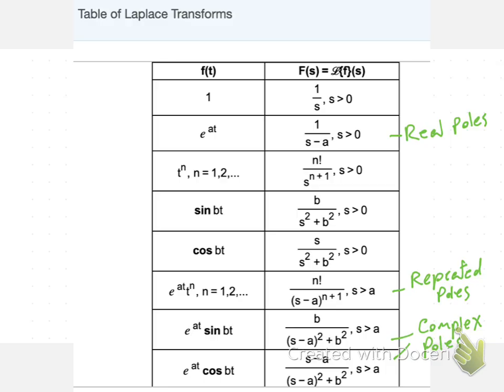Next video, we're going to do some cool things with the poles. And then in the next video after that, where time has no meaning, we're going to start learning about transfer functions, which is a way to discuss systems without discussing the inputs. And I will see you there.